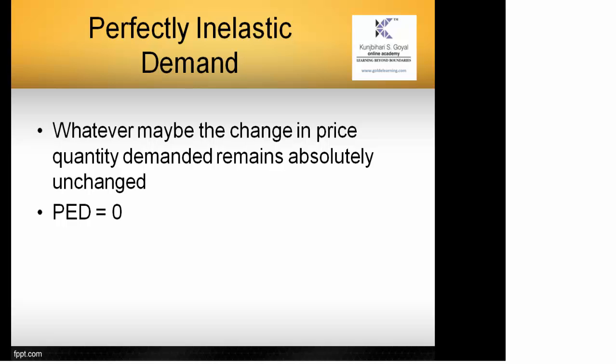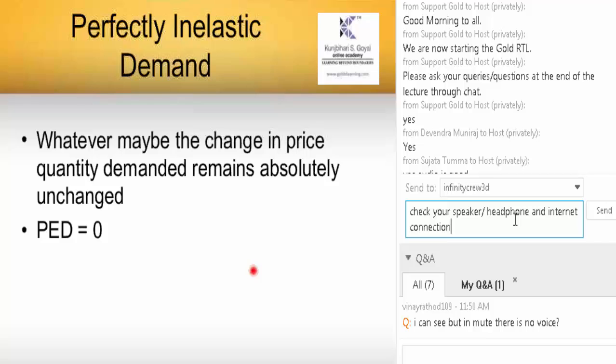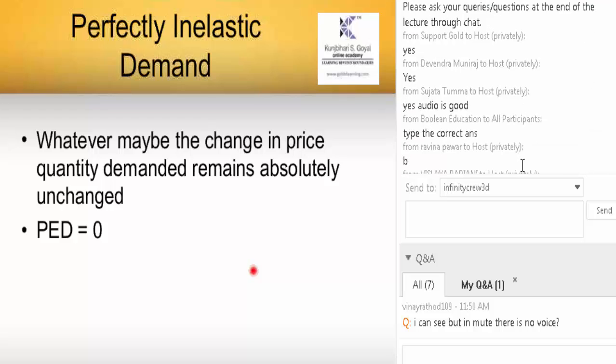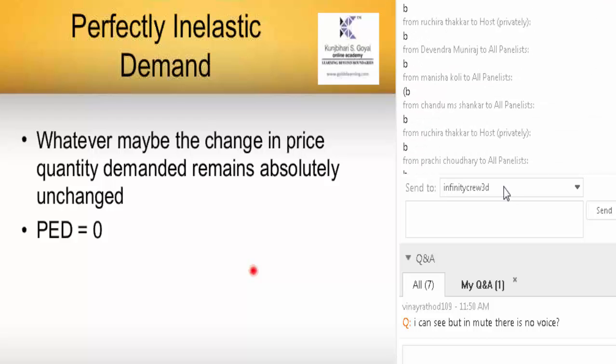It means here demand is not reacting at all. However much the price increases or decreases, demand is not reacting at all to the change in price. Here, demand responsiveness is zero. That is perfectly inelastic demand. Hence, how do we denote it? PED, price elasticity of demand, equals zero. Why is it zero? Because demand is not responding. Elasticity is zero. The demand's responsiveness is not there at all.